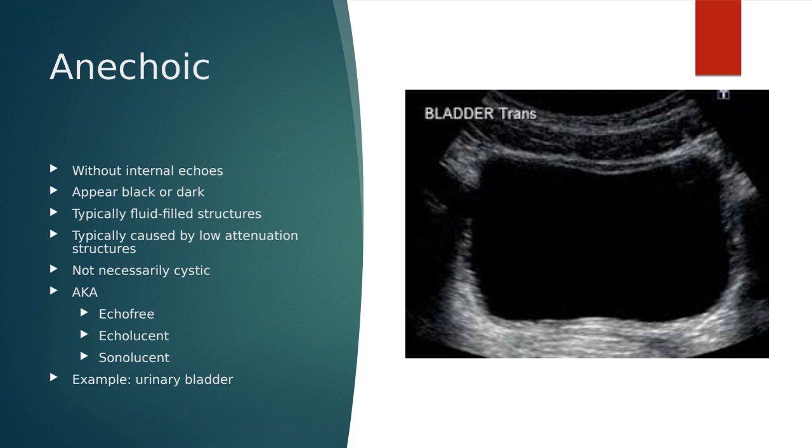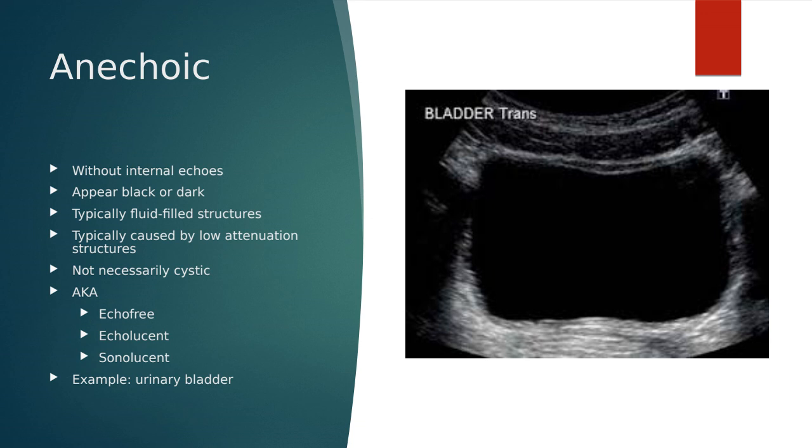Less of that sound wave is going to be absorbed through a fluid-filled structure. So low attenuation structures are going to produce anechoic images, anechoic black appearing structures. Typically, these fluid-filled structures, if it's not a fluid-filled organ, it's going to be considered cystic. So although we don't give the term cystic to a structure, we give the term anechoic to a structure. Cysts themselves should appear anechoic.